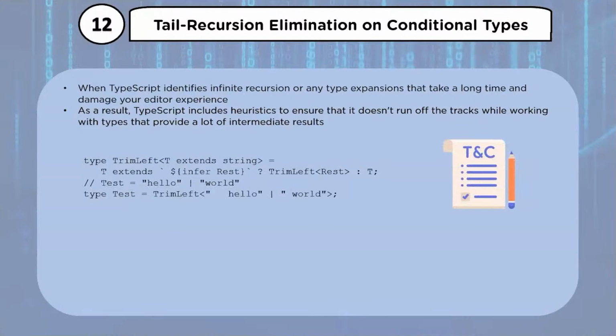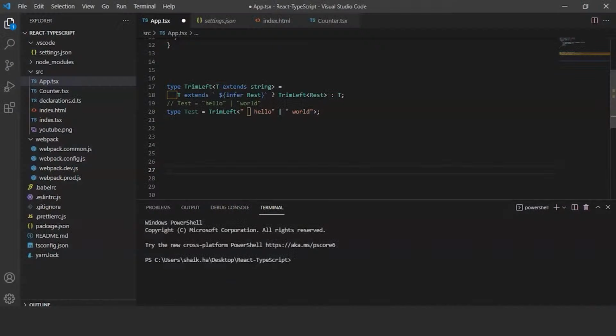Let's jump into Visual Studio Code and look at an example. The TrimLeft type, for example, removes spaces from the beginning of a string-like type. When provided a string type with space at the beginning, TrimLeft returns the remainder of the string to the user. This type is handy, but it will throw an error if a string contains more than 50 leading spaces.